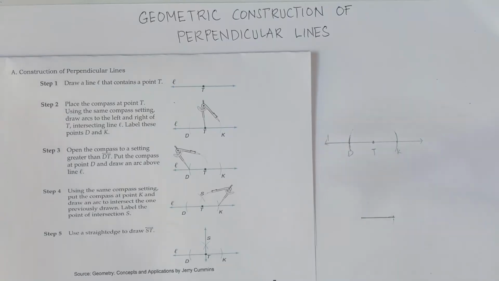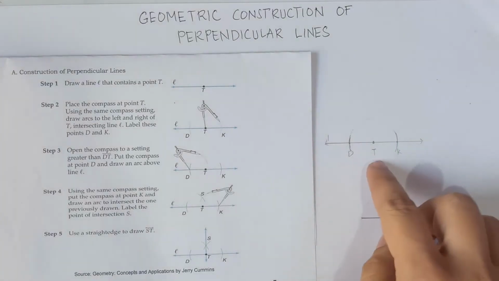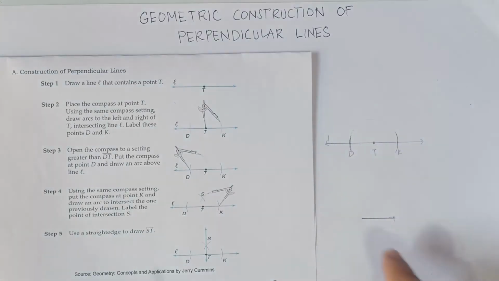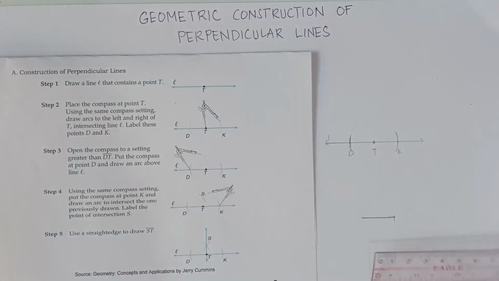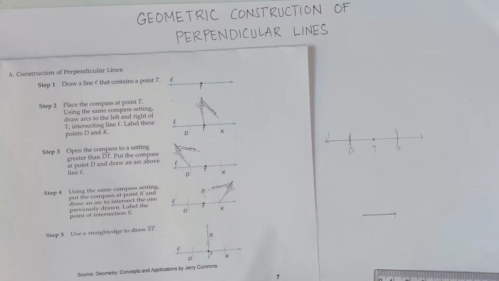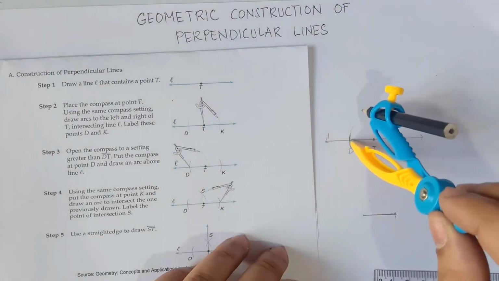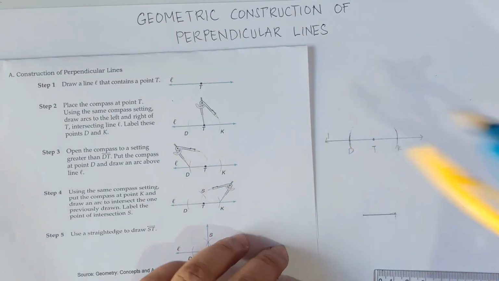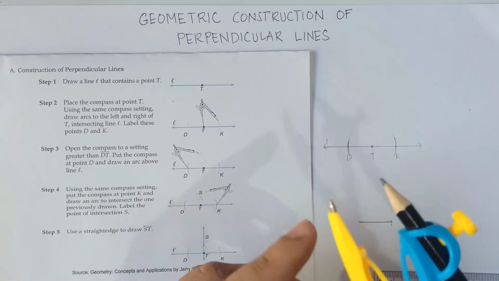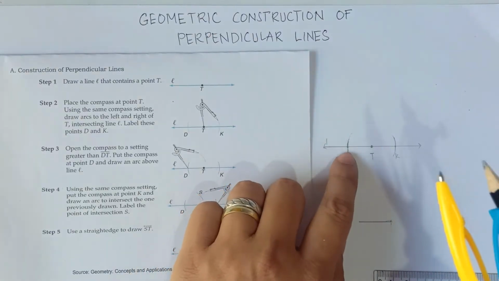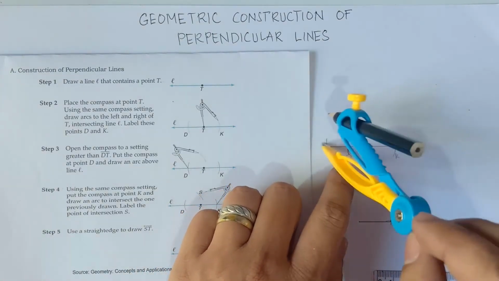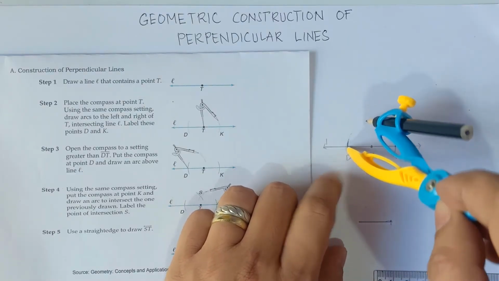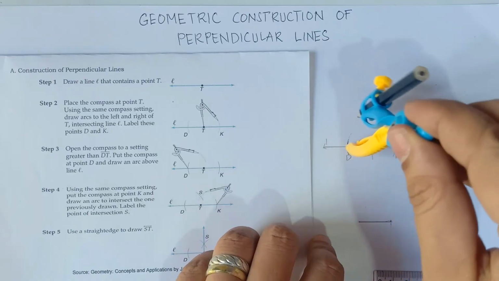Once again class, greater than D to T. A while ago, D to T, that would be 1.5. So let's have 2 centimeters, class, greater than D to T. So we measure this one. Yep, this is 2 centimeters. So from point D, you draw an arc on the top of this line L. Once again class, the center part of your compass, you align at that point D, and then you draw an arc above line L. So this is the point, and then you draw an arc above line L, so this one.